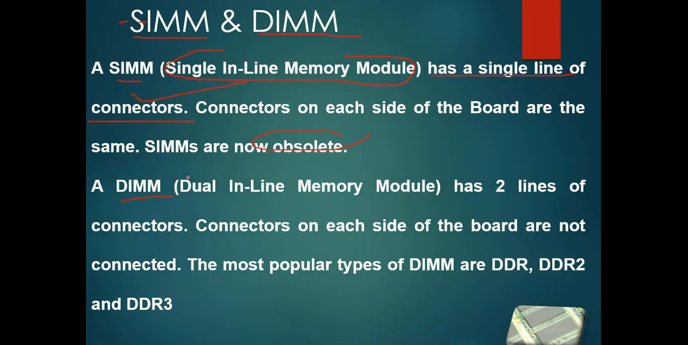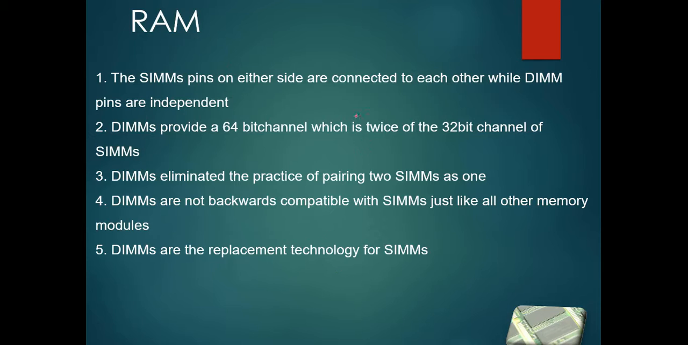The DIM is a dual inline memory module. This is single inline, this is dual inline memory module that has two lines of connectors. SIM has one single line of connectors, DIM has two lines of connectors. So connectors on each side of the board are not connected, and the most popular types of DIM are DDR, DDR2, DDR3, right? And because we are talking about SIM and DIM so often, let us see the differences also.